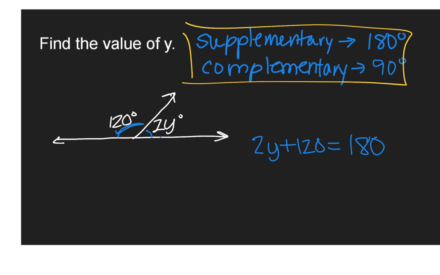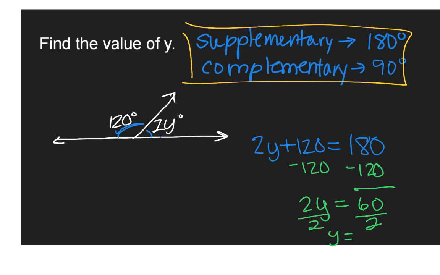I'm going to start by subtracting 120 from both sides. When I do that, I'm left with 2y equals 180 minus 120, which is 60. So 2 times y equals 60. To solve this, if I divide both sides by 2, I get my answer, y equals 30.